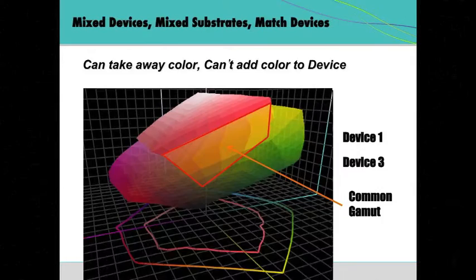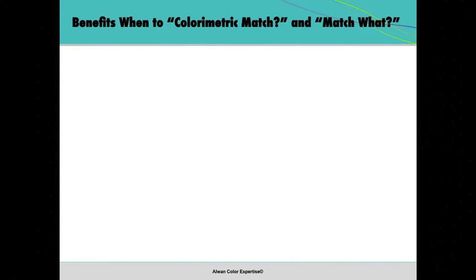So when we get back and we talk about matching colorimetrically, this graphic shows the common color that's available between these two devices, and it really limits the range of color that you can actually print. So you might be asking, well, when would I use a colorimetric match besides proofing?